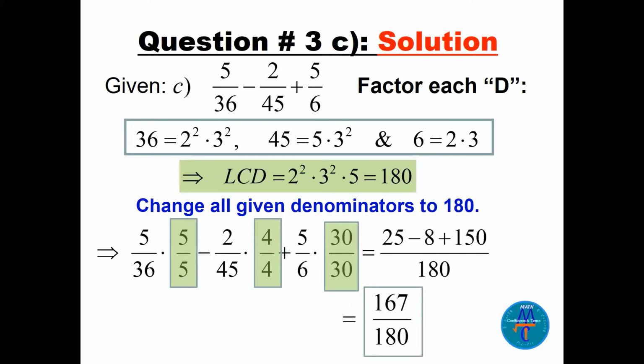So you have to multiply up and down from the question. You see the first one? Multiply up and down by 5. Multiply up and down by 4. Multiply up and down by 30. You get 180 there. 25 minus 8 plus 150, 167. You can go slowly in question number 3. Do it 1 time or 2 times until you learn the LCD method.